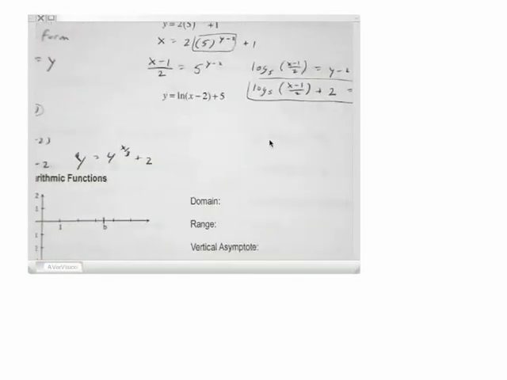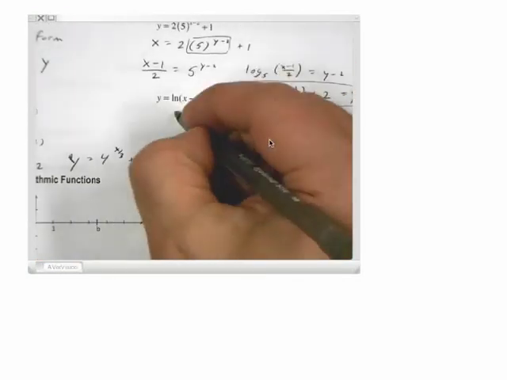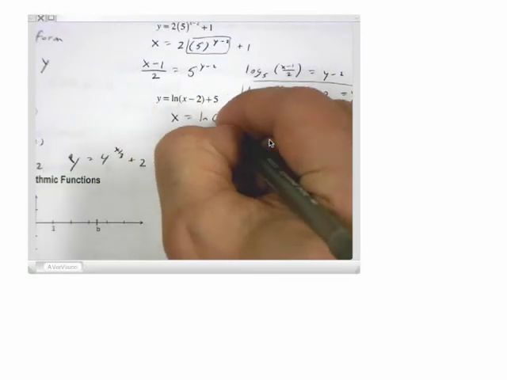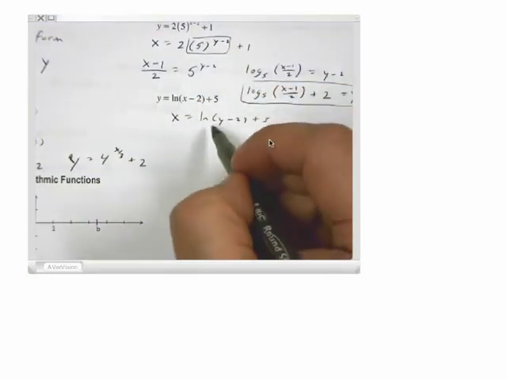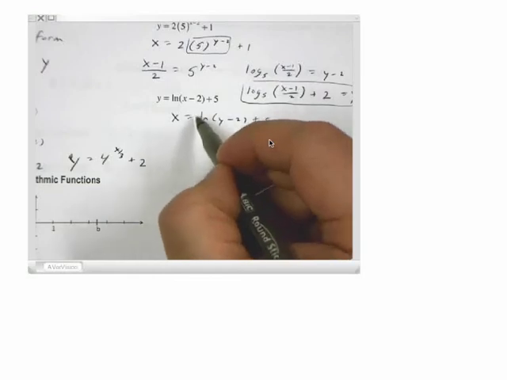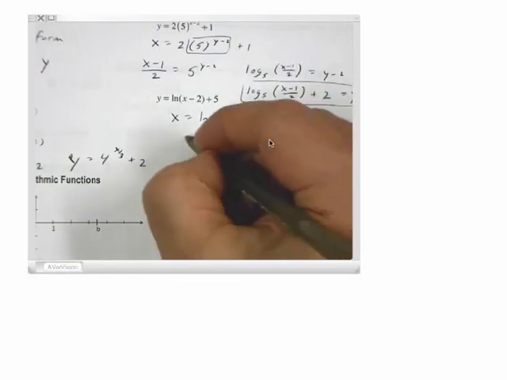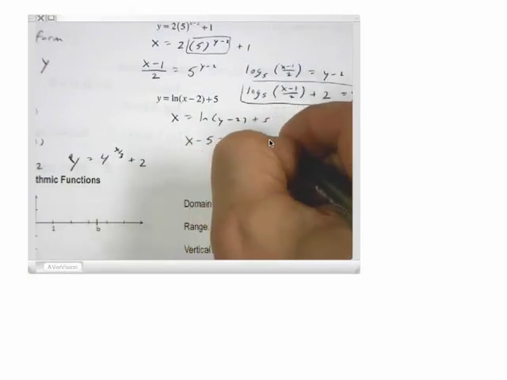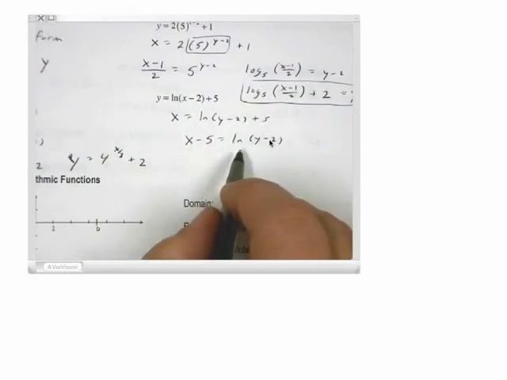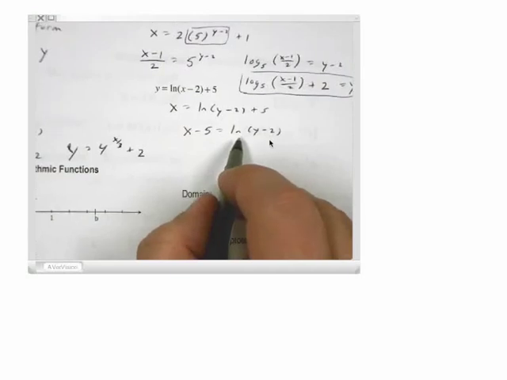All right, so one more of those. Now I switch x and y. Okay, now I have to solve for y. So the first thing I'm going to do is get this log by itself, so I'm going to subtract 5 from the other side. Once the logarithm's by itself, then I'm going to use the exponential form.